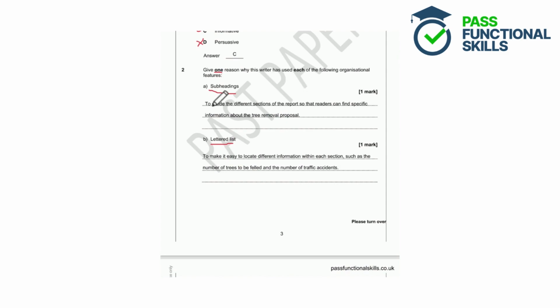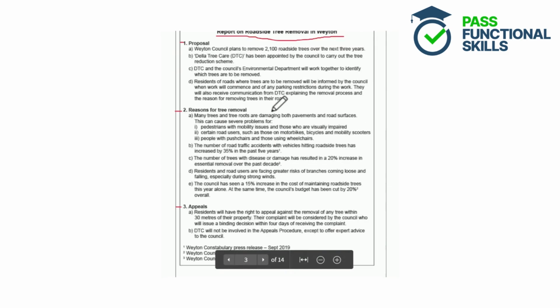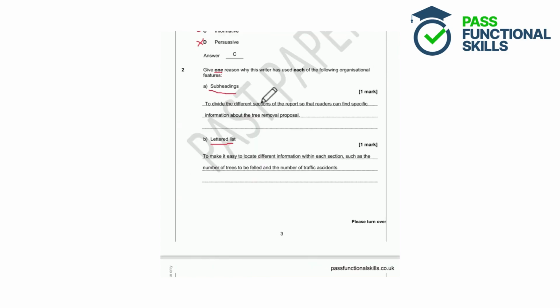So here, if we look at subheadings, so if we scroll up to the report, we can see the subheadings here, and we can see that they are dividing the report up, so it's sectioning the report to make it easier for the reader to access it. So the answer students put is to divide the different sections of the report up so that the readers can find specific information about the tree removal proposal. So that would be correct for subheading usage.